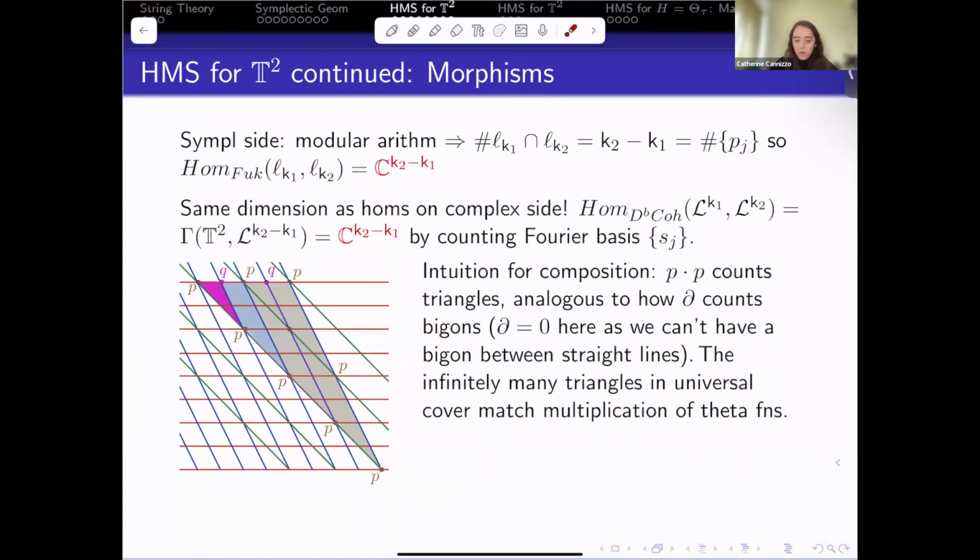Okay, so the intuition for composition is multiplying the two: P times P counts triangles, analogous to how the differential counts bigons. And the differential here is 0 because between two lines, it never closes up to a bigon. We can't have that. These infinitely many triangles are mirror to the infinite series of the theta functions on the other side.